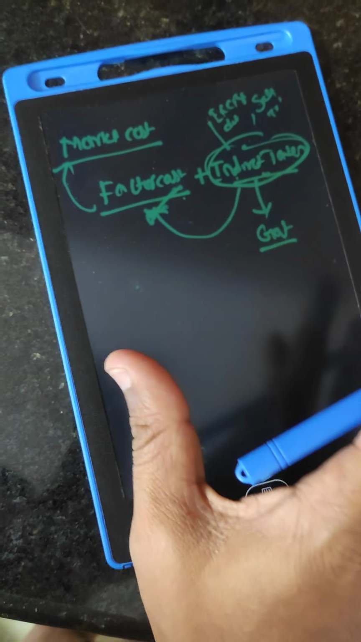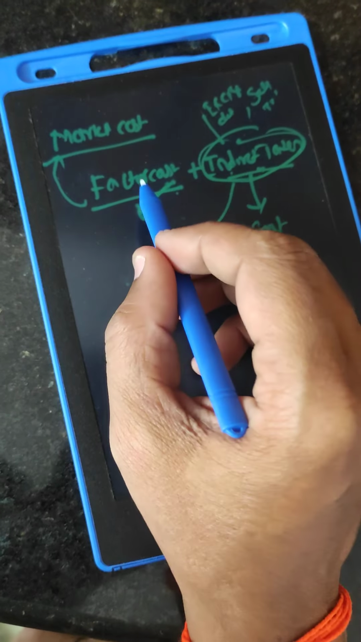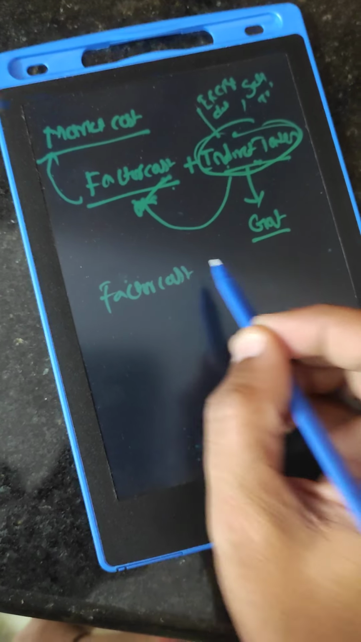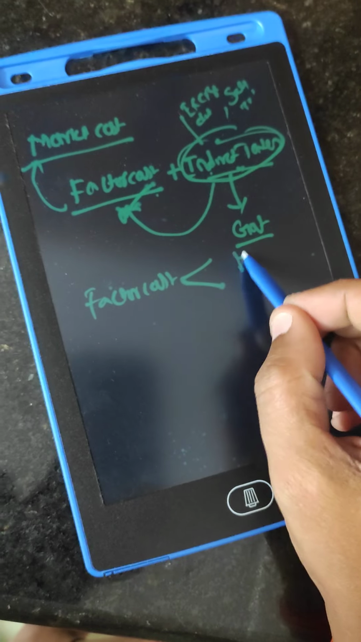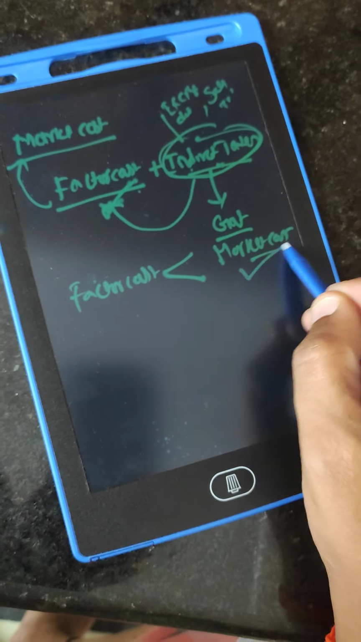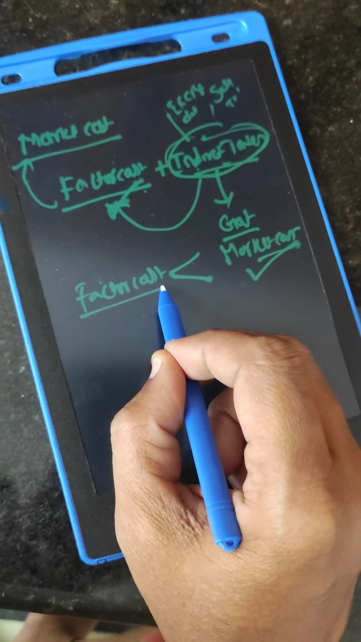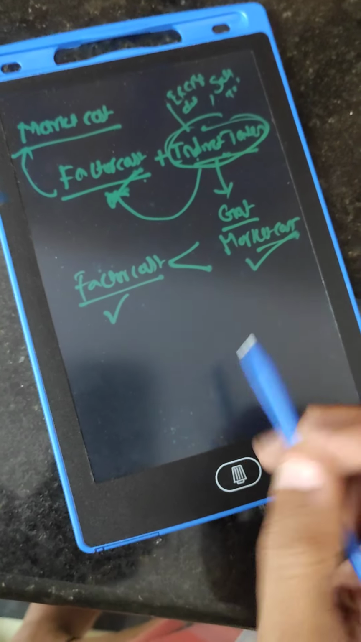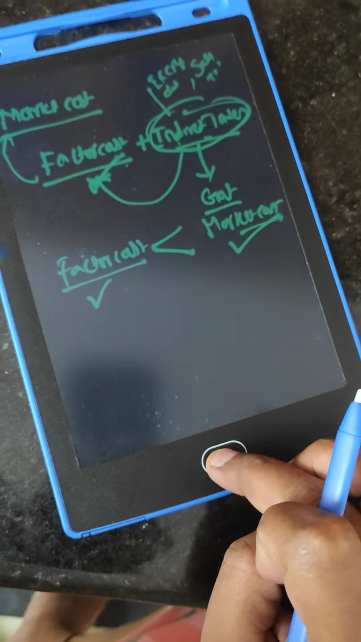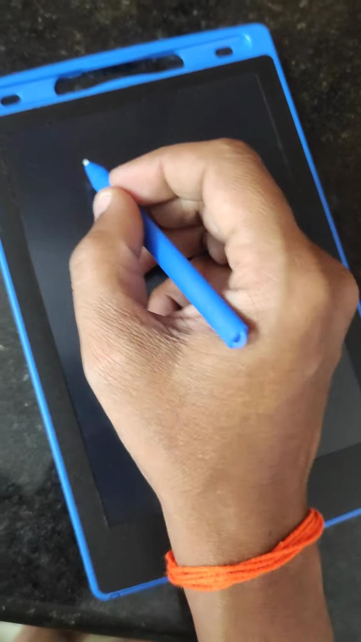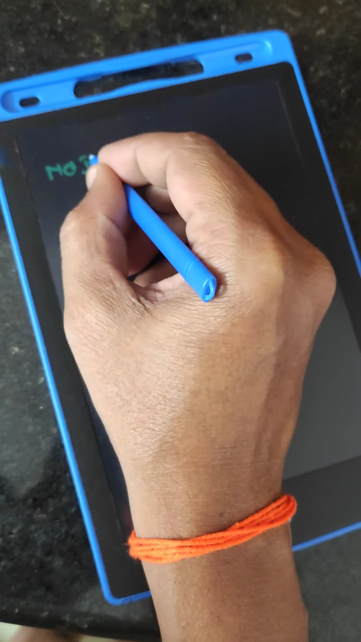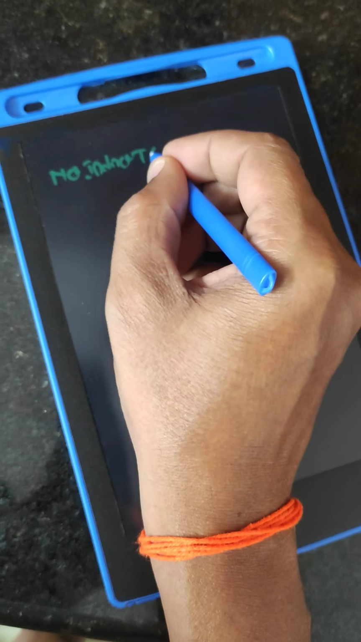So by seeing this, the factor cost should be less than market cost, right? The income from the market cost is more than the income from the factor cost. Now I understand what is market cost and the factor cost. Now we'll see what is net indirect taxes.